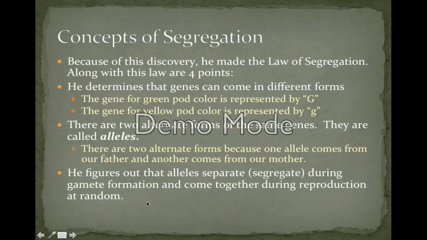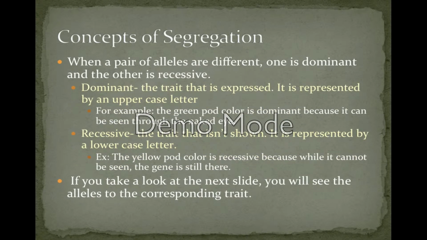He figured out that the alleles separate, or segregate, during gamete formation, and they come together during reproduction at random. So, let's say for pod color, your father has one set of a gene, and your mother would have a different set of a gene. When the pair of alleles are different, one is dominant and the other is recessive.